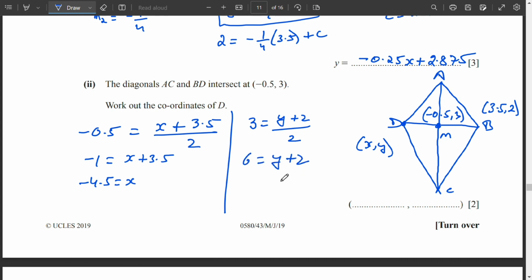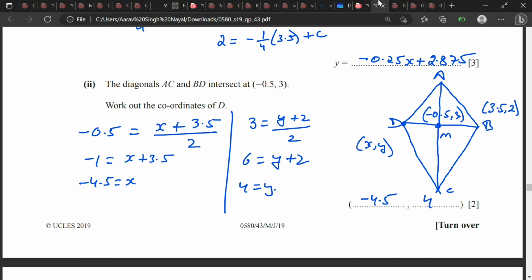You take 2 on that side, negative, 6 minus 2 is 4. So y is 4. And the coordinates of midpoint is minus 4.5, comma 4. That's the coordinates of the midpoint. I hope you understood this.